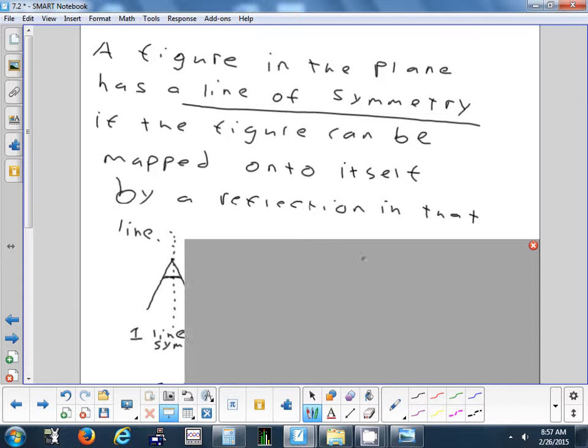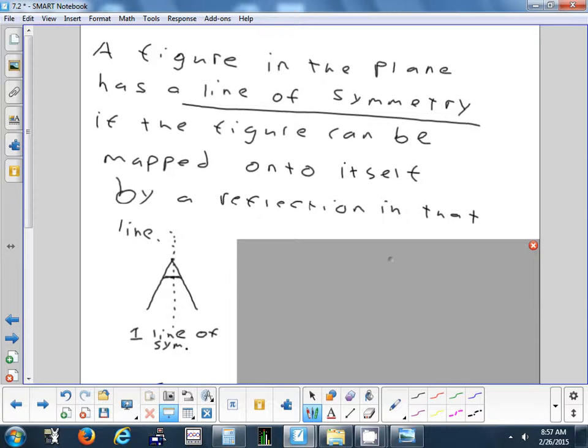Because I could just take the left half of that image, reflect it, get the right half, and it lands right on top of it. Does everyone see that? If you reflected the left half, it would land right on top of the right half. That's a line of symmetry.